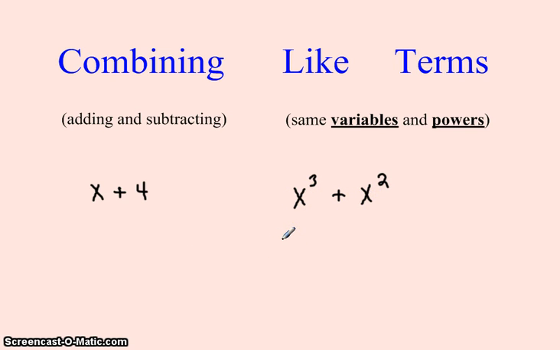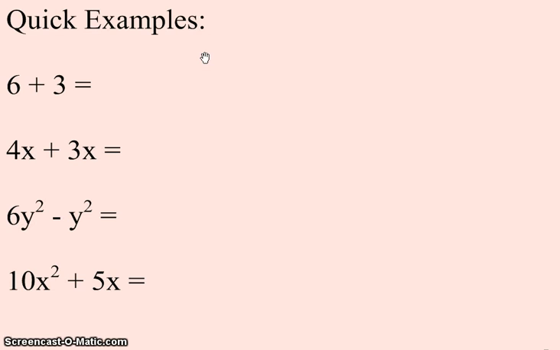What I want to do is go through some quick examples and then we'll get to more meaty examples. So let's hit the quick examples first. Alright, some quick examples here. Might want to pause it to just copy these ones down. We've got 6 plus 3, 4x plus 3x, 6y squared minus y squared, and then 10x squared plus 5x. And what we want to do is combine the like terms. So let's take a look.